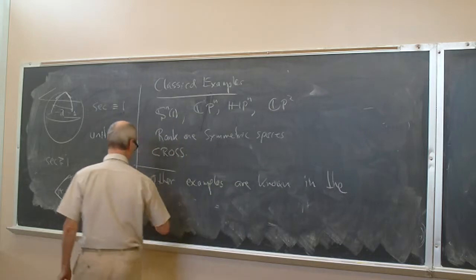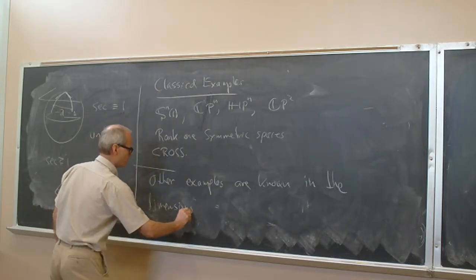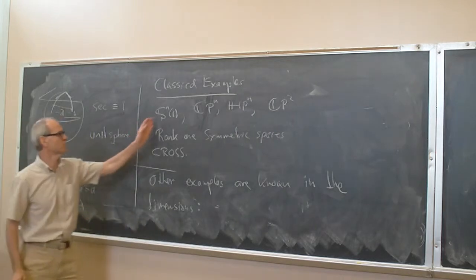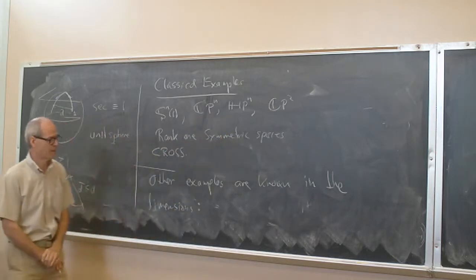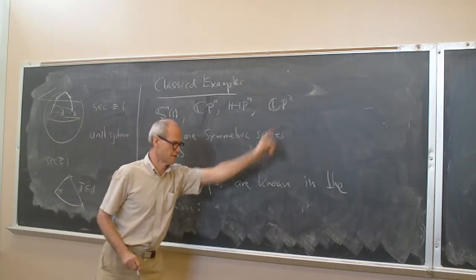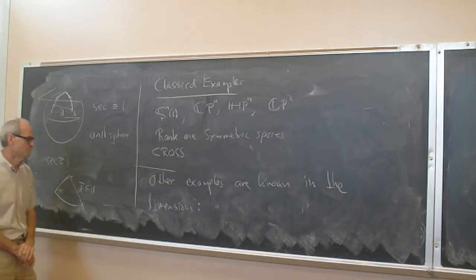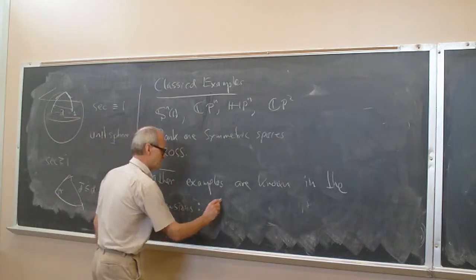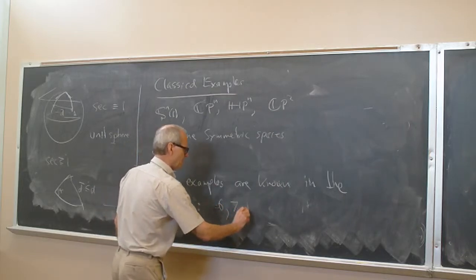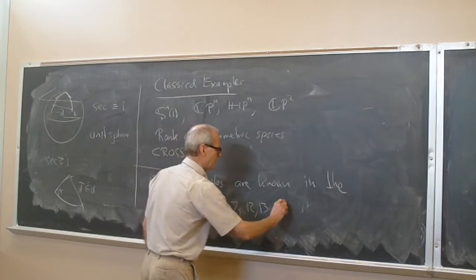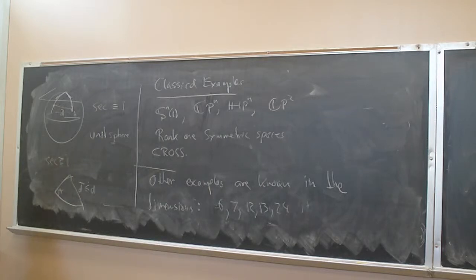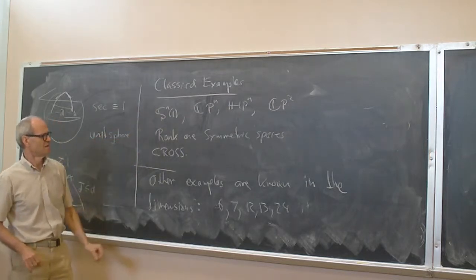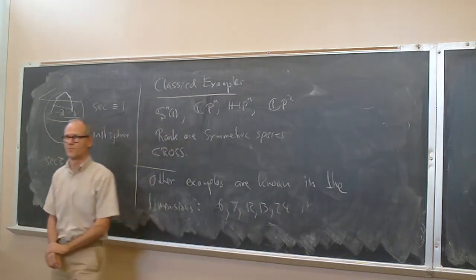In the dimensions, I'll list the dimensions. So these, of course, occur in all dimensions. The spheres are in all dimensions, the others in even dimensions, etc. This one really is exceptional in many ways. But other examples are known in dimensions 6, 7, 12, 13, and 24. So to this day, there are no known examples of positively curved manifolds that are not one of these in dimensions higher than 24.